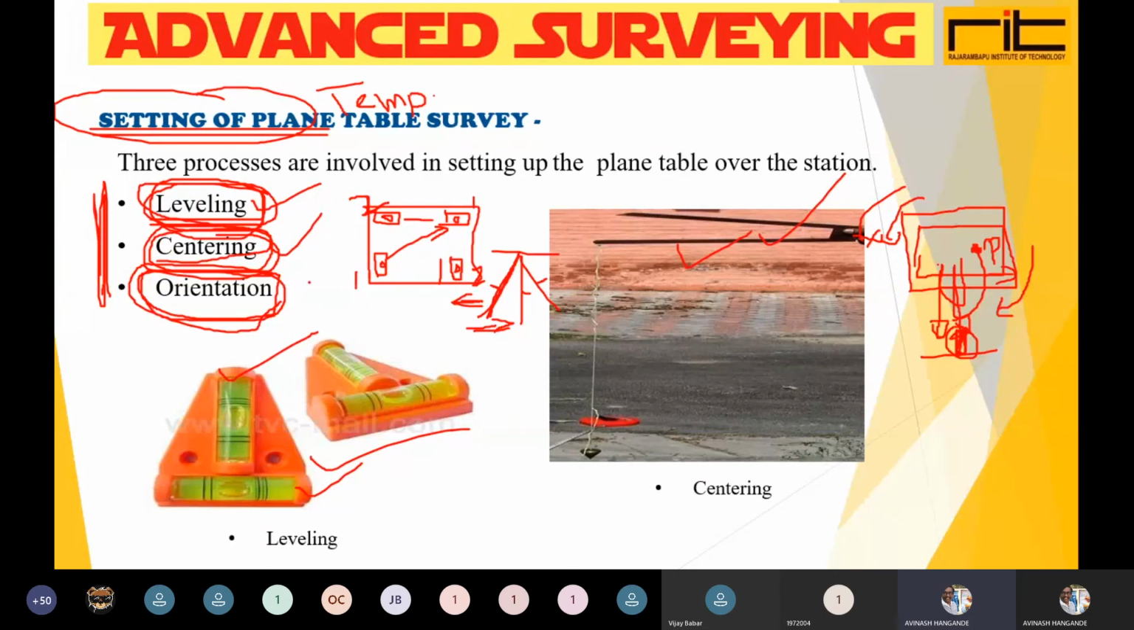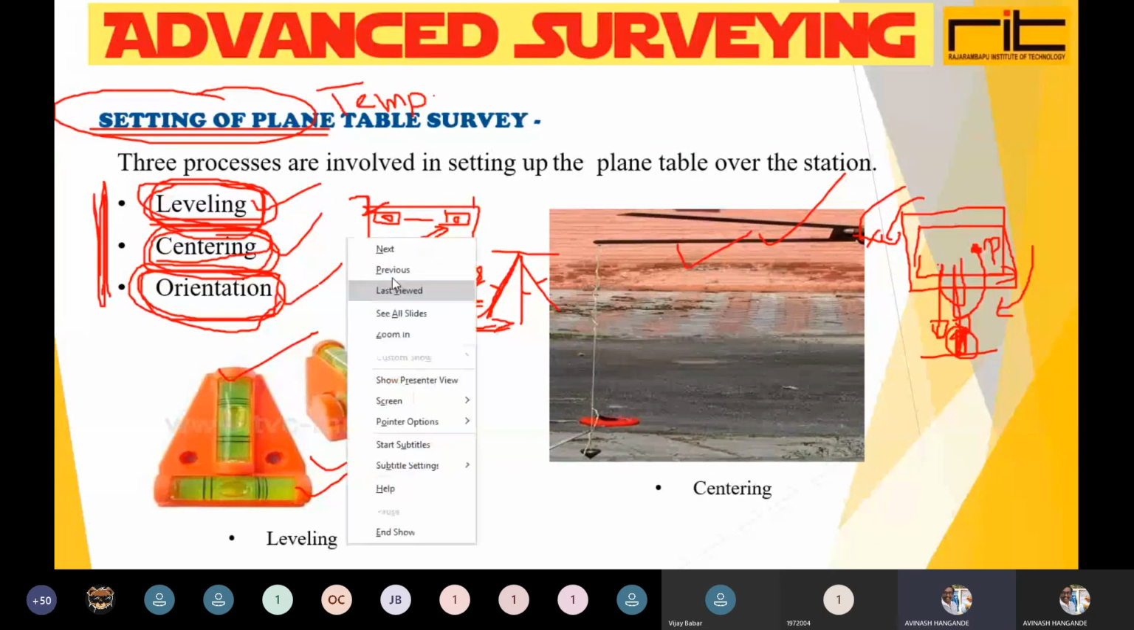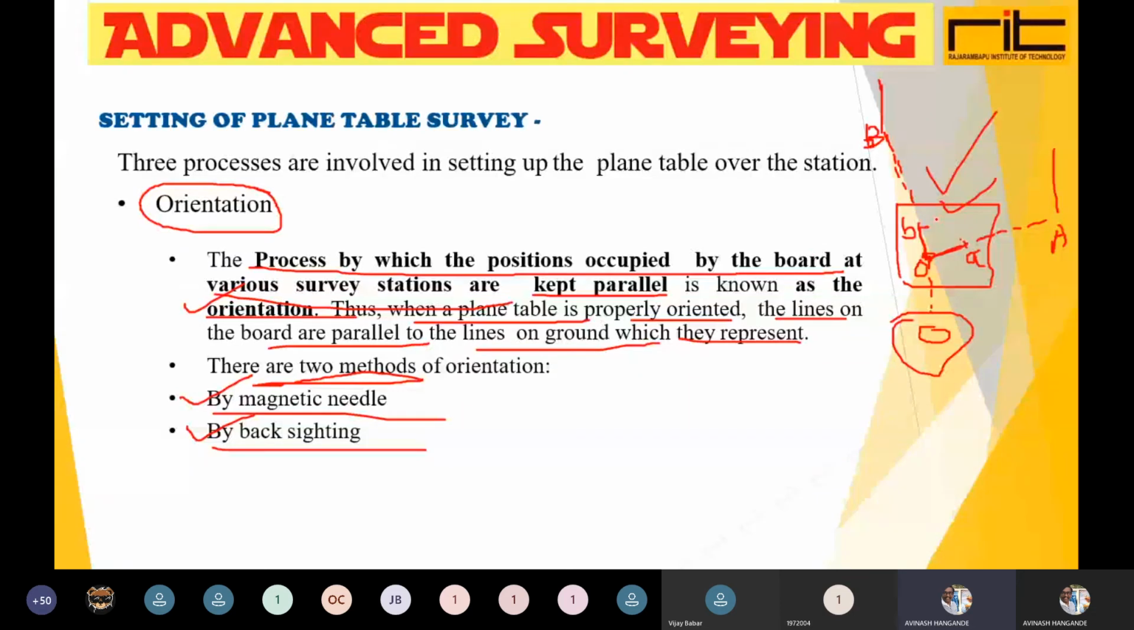Okay, and then we had seen about the orientation. So orientation is nothing but the process by which we are occupying the position of the boards with the various station points that are kept along that area. Okay, and they should be kept in parallel manner. So remember that. Here we had seen the diagram also. So that is the orientation, and there are 2 methods of orientation. One is the magnetic needle and other is the backsetting method.